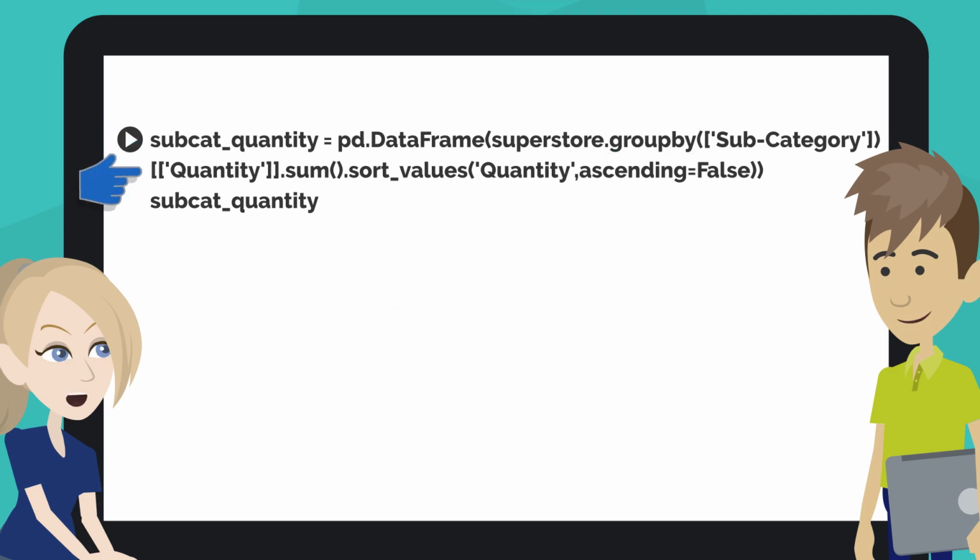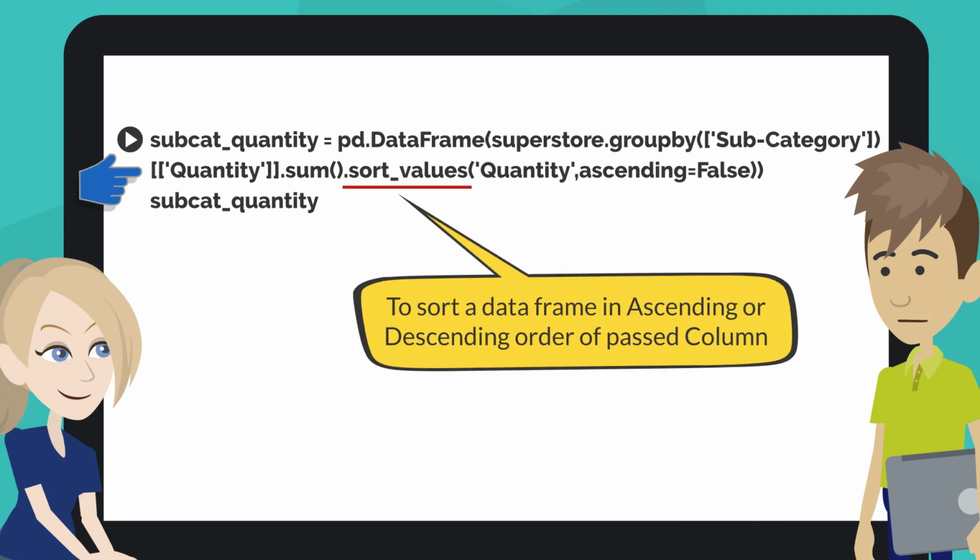Pandas DataFrame.groupby function groups the data according to the categories and applies a function to the categories. What does this code mean? This code sorts by descending order according to quantity. Pandas sort_values function sorts a data frame in ascending or descending order of passed column. Ascending means Boolean value, which sorts the data frame in ascending order if true.